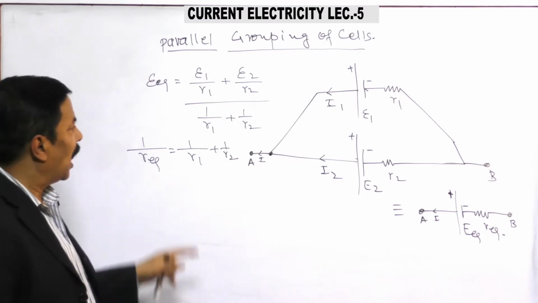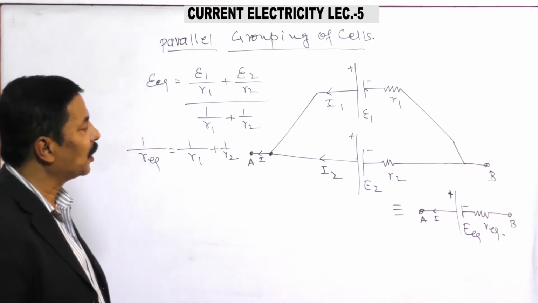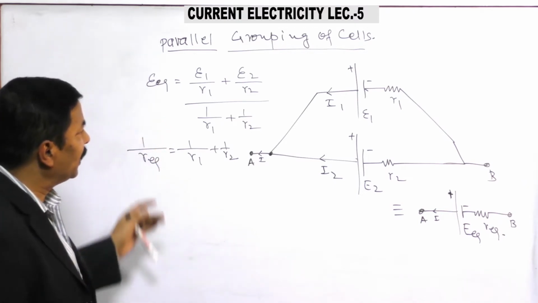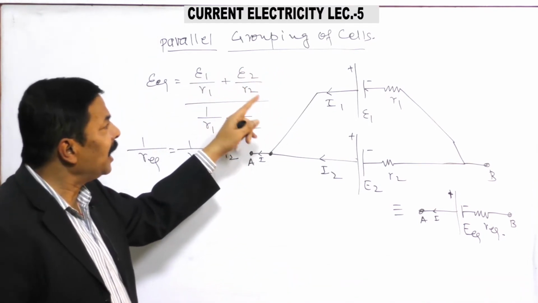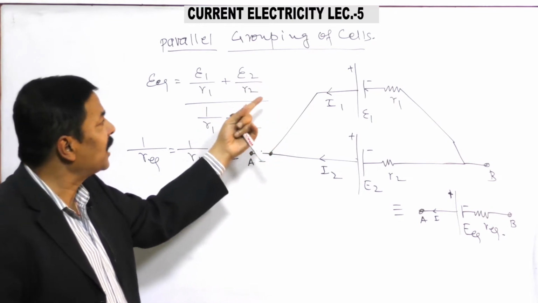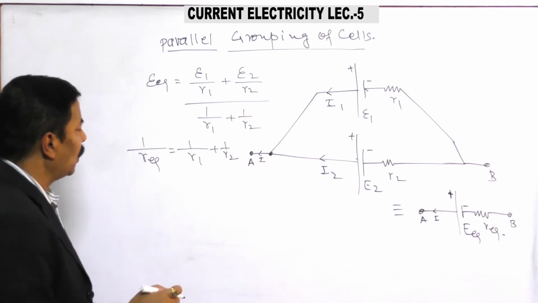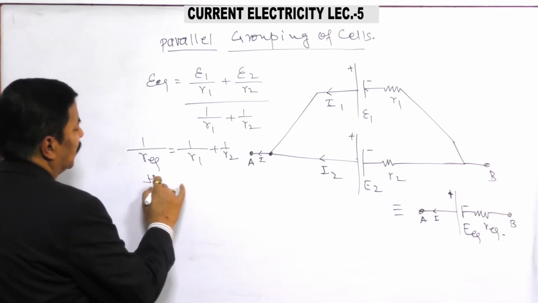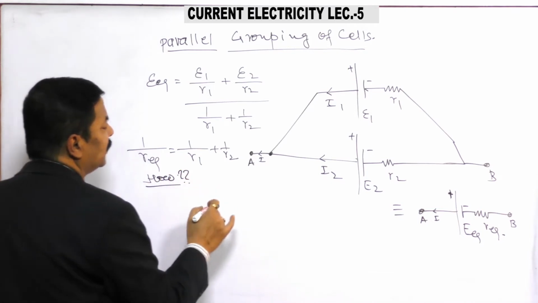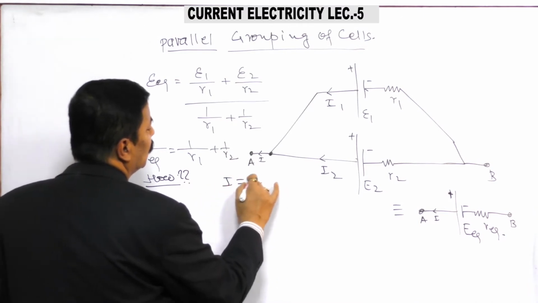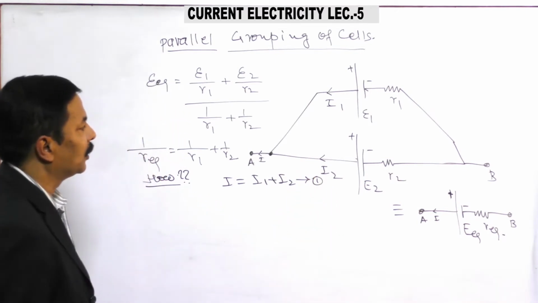Now, how to get command over this formula, I will discuss how this value is possible. If the number of cells increases, we can continue this series, and if any cell is in the reverse direction, we will put a minus sign there. So in order to understand how this has come, the first thing to understand is that I is equal to I1 plus I2.